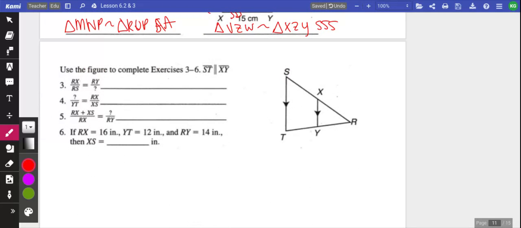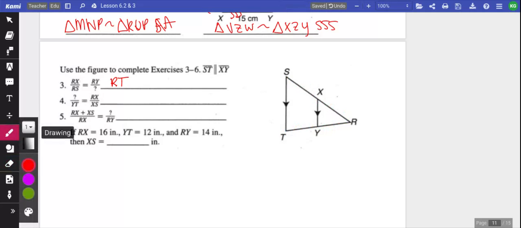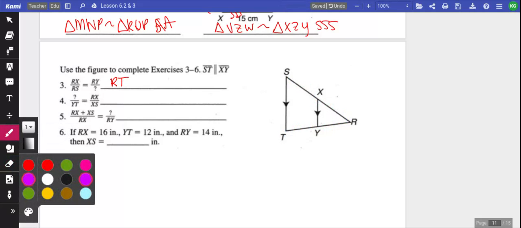Okay, on this one we're trying to complete the similarity statements. So we have RX is similar to RS. Then they have RY is similar then to RT. The next one says RX is to XS similar as blank is to YT. So we have RY.